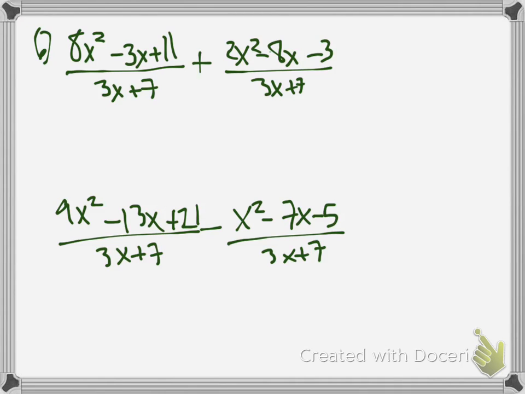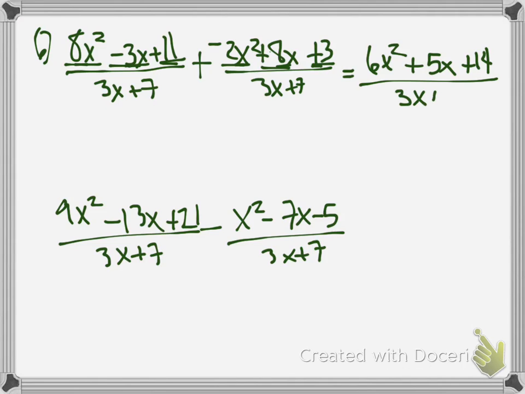So notice how here I'm going to change it, and then I combine like terms. Okay, so that would give me, say, 8 plus a negative 2, which is 6, negative 3 plus an 8, which is 5, and 11 plus 3, which is 14. Notice that the denominator does not change.